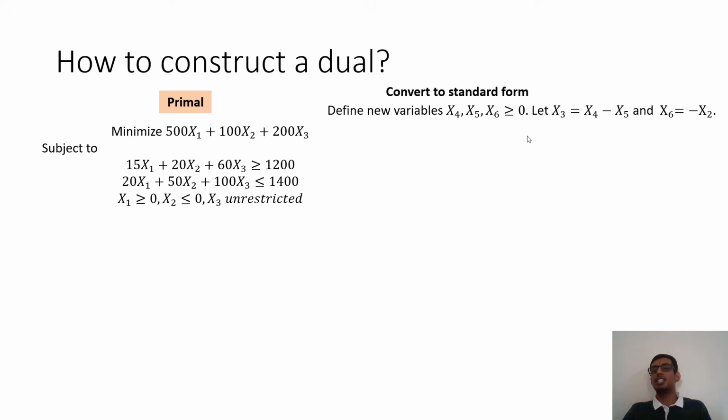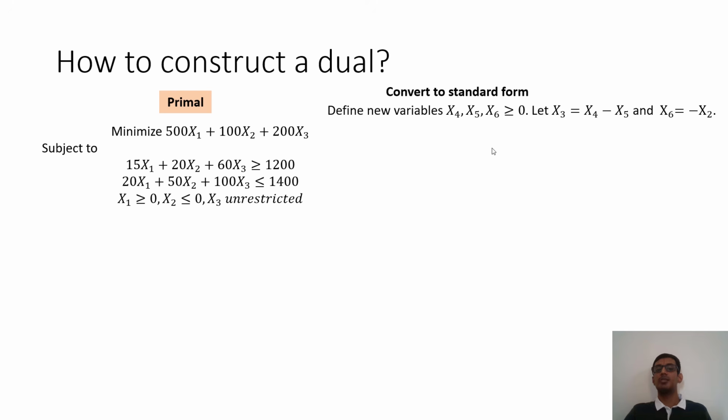So what will this achieve? Say your value x3 is unrestricted, so it could take either a negative value or a positive value. If x3 is going to take minus 3, then you can define x4 and x5 such that x4 is going to be 2 and x5 is going to be 5. x4 and x5 are both greater than or equal to 0, right? But it will give you a negative value.